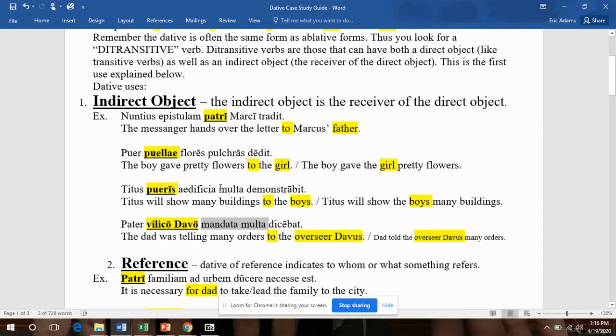Same example as what we have here with aedificia multa. It's going to be neuter plural. And so many orders to the overseer Davus. Both of those obviously in the dative case as they are receiving the orders. And then, of course, over here, you could also say the dad told the overseer Davus many orders. That is the indirect object, dative case as the receiver of the direct object.